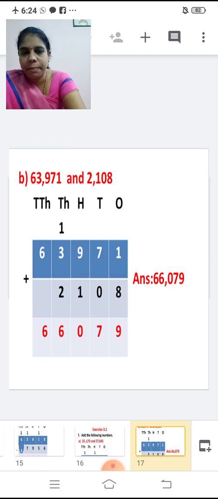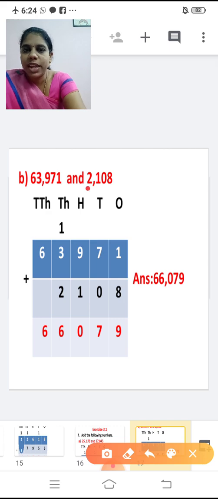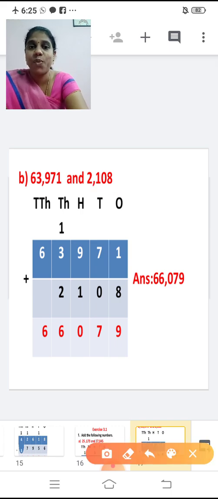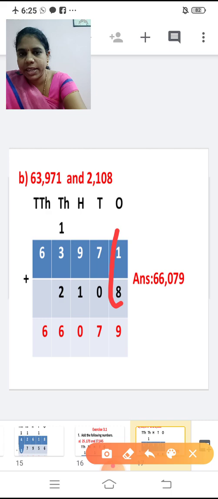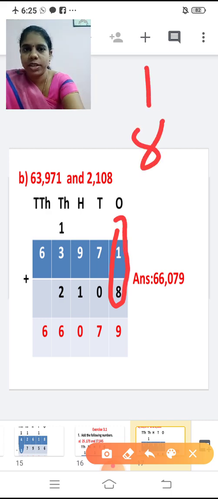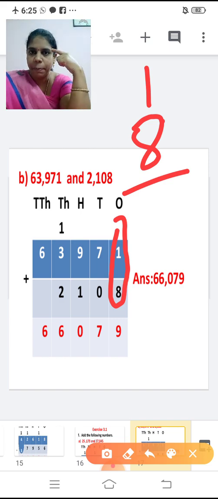Now take the second number, 2,108. Write 8 in the ones place, 0 in the tens place, 1 in the hundreds place, and 2 in the thousands place. Shall we add the numbers now? How will you add the numbers? First add the ones place. So add 1 plus 8, or else 8 plus 1. Same. So I'm keeping 8 in mind.